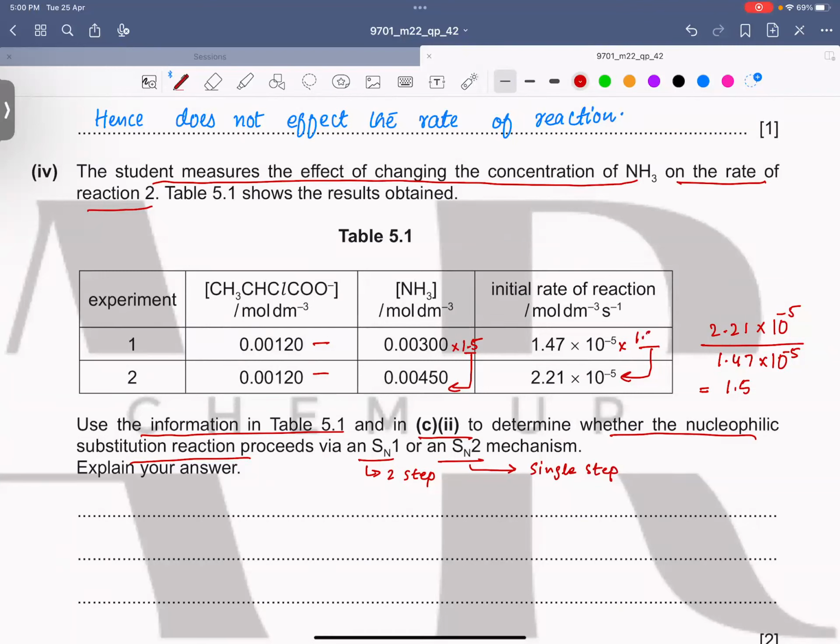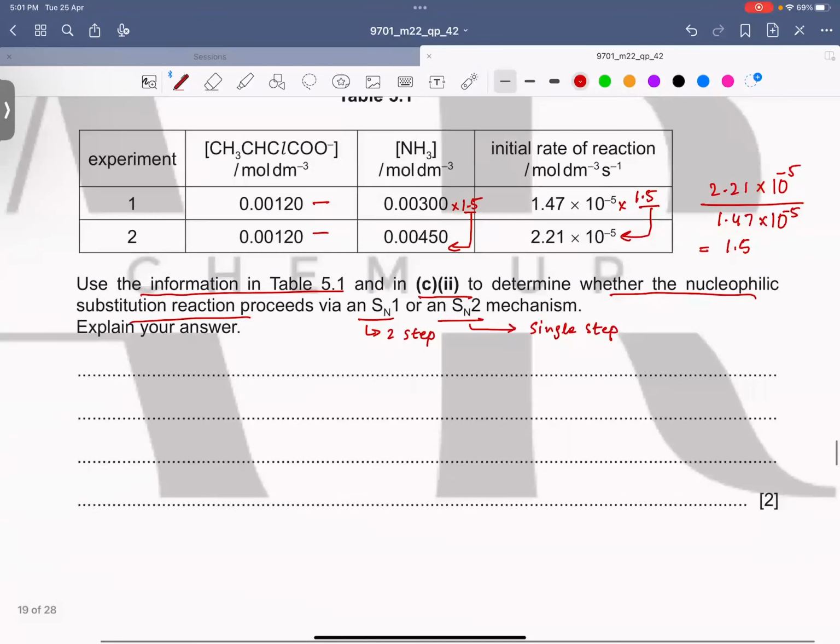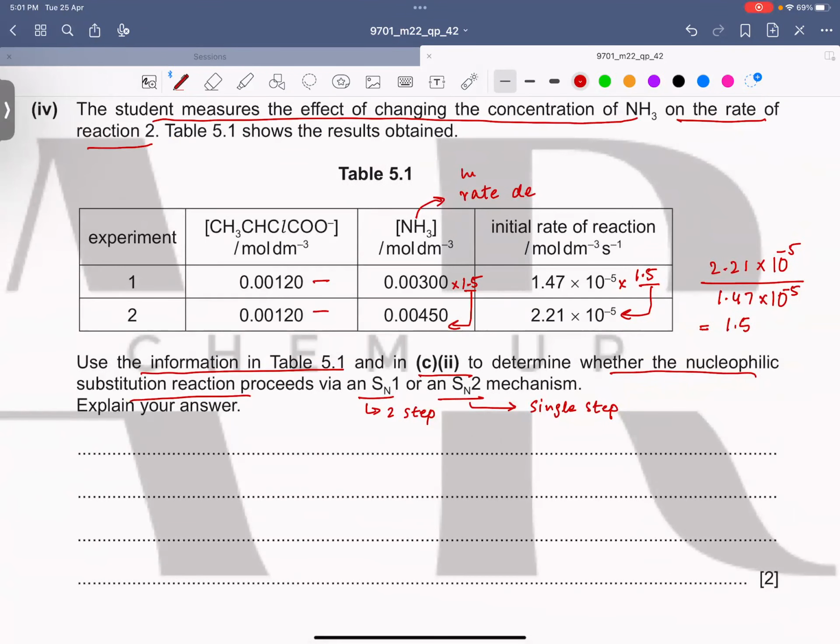Yes, 1.5. So if you see, in reaction 2 when compared with reaction 1, the concentration of ammonia is increased by a factor of 1.5, and hence the initial rate is also increased by a factor of 1.5. So it means that ammonia is also present in the rate determining step. So it is the SN2 mechanism, because it's a single-step mechanism, and in this one both the halogenoalkane and the nucleophile are present in the rate determining step.